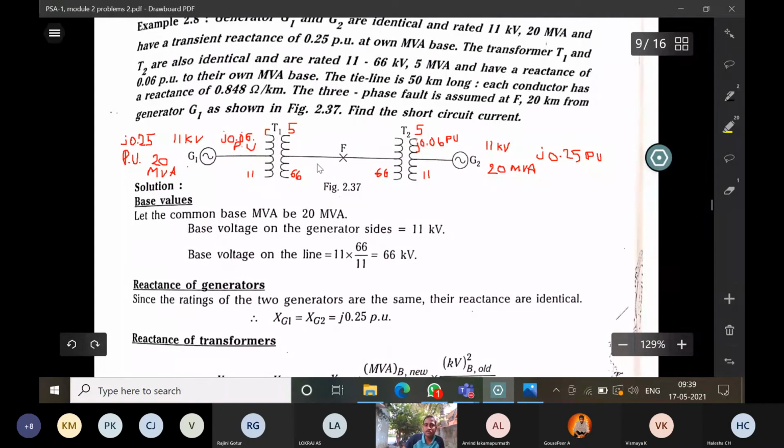Okay, and a fault will occur 30 km from the transformer. Each conductor is a total of 50 km, here to here. Total is 50 km line. The reactance is 0.848 ohm per kilometer. The fault point is here. So here to here is 30 km, and here to here is 20 km.